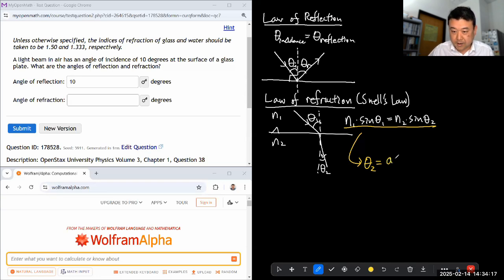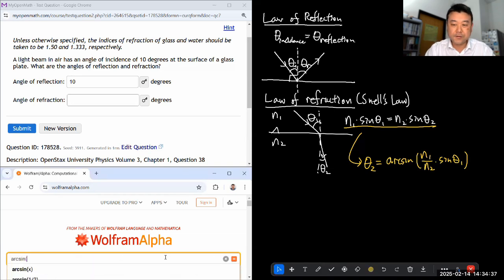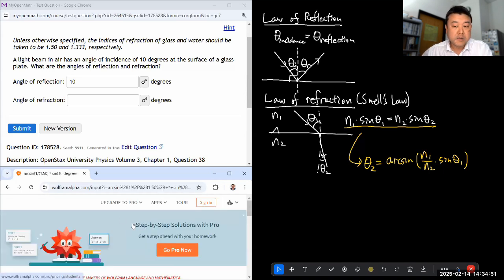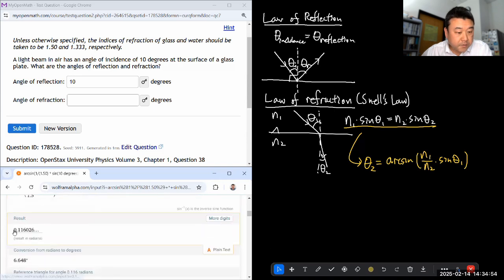It's arc sine of n1 divided by n2 times sine theta 1. And for small angles, you might be able to cancel arc sine and sine, but let's not do that. I have a calculator here. I can just type arc sine of n1, that's 1 for air, divided by the glass, 1.5, times the sine of the angle, 10 degrees. And that will give me an angle. I do have to be careful, this is in radians. Okay, converted to degrees, that's great.